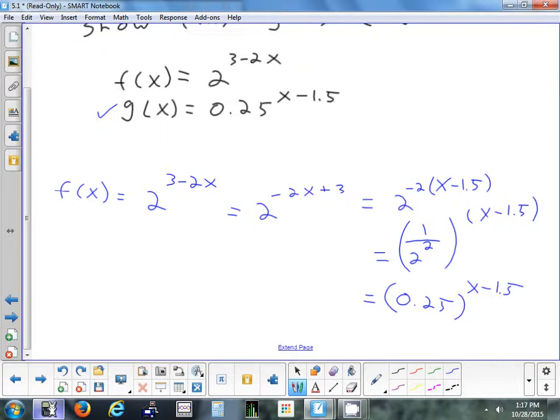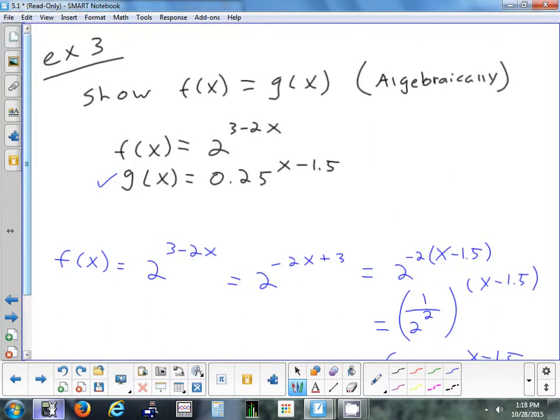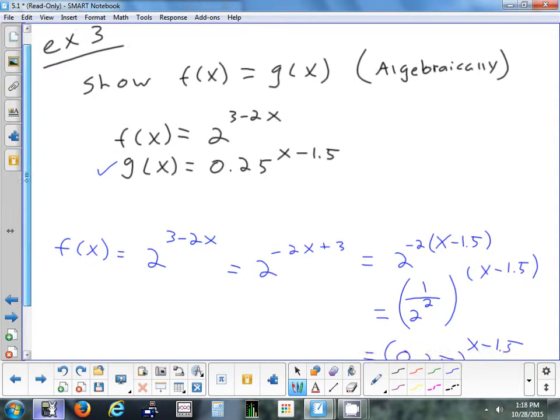Now, because I've rewritten it the correct way with the x first, I can very clearly see this is a decay function. My base is less than 1, and I've shifted the decay function to the right 1.5 units. I can't really see that as easily by looking at it written this way. Okay. Questions on that?